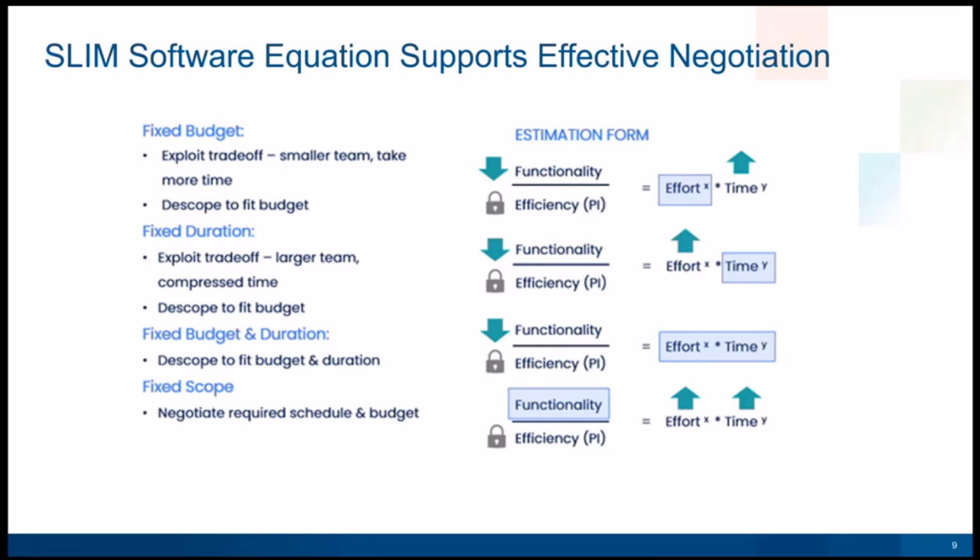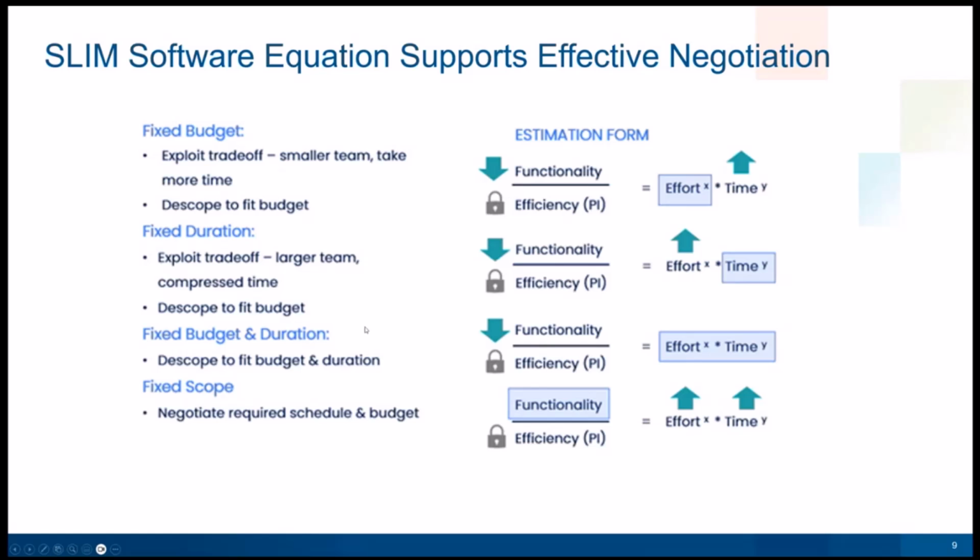The next one is a fixed duration. So we just move that box over to the time term. And again, we can see a couple things that we can do is exploit that trade-off where maybe we use a bigger team to try and get some schedule compression to meet that time commitment, or we can also reduce the functionality to reduce our cost.